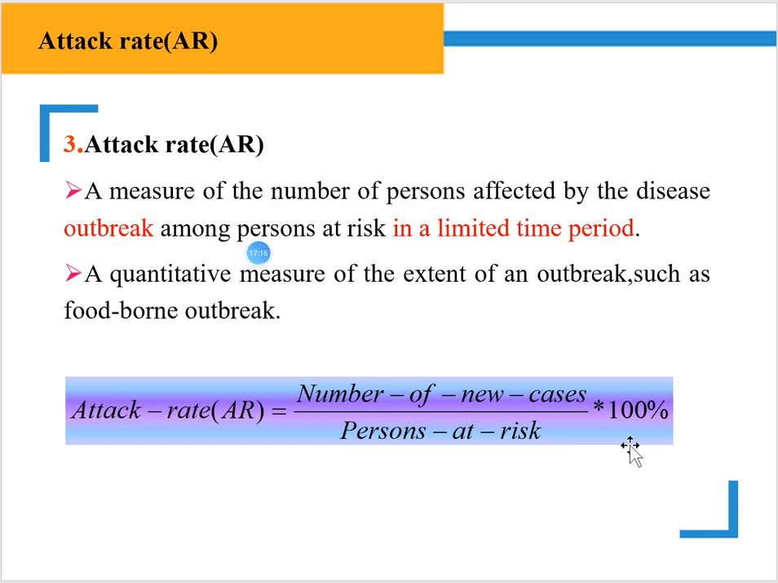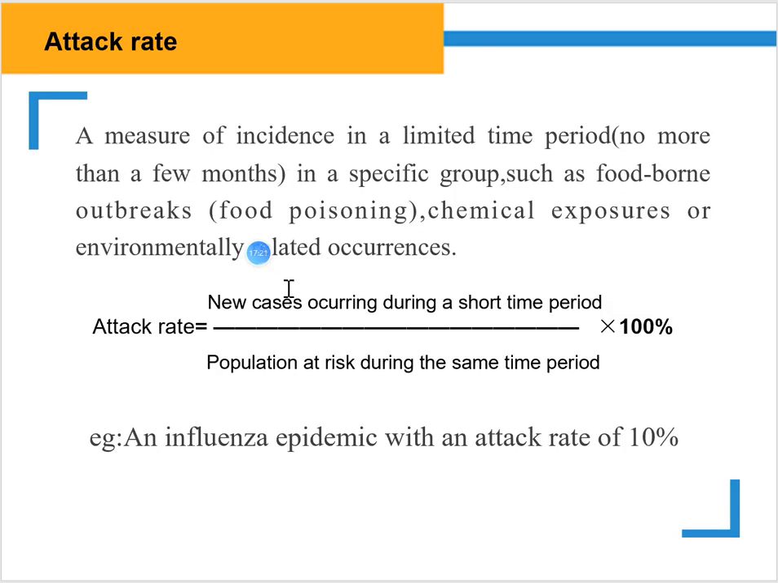K-value is usually 100%. So attack rate is a measure of incidence in a limited time period in a specific group, such as foodborne outbreaks, food poisoning, chemical exposures or environmentally related occurrence, such as an influenza epidemic with an attack rate of 10%.